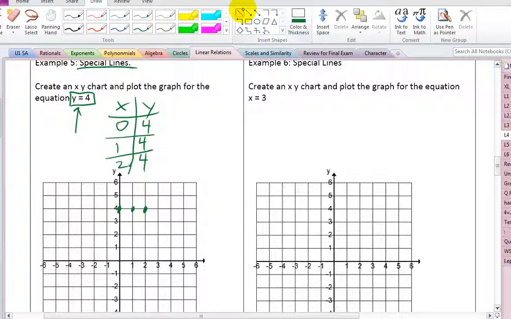Where could this line be? Connect the points. There you go. Okay. There's your line. And we should label it y equals 4. Kind of different, isn't it? What does y always equal? Y always is 4. And you get a horizontal line.